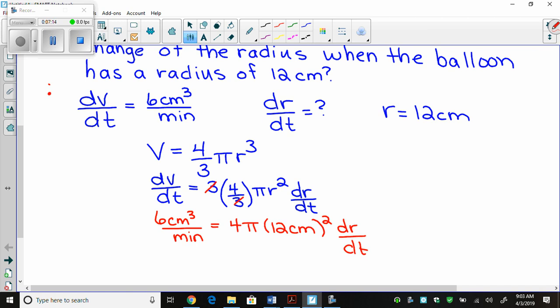Ultimately, in the end, dr, what's the radius measure? What's my units for r? Centimeters. What's my units for t? Second. So I better get an answer of centimeters per second or I made a mistake. Minutes.